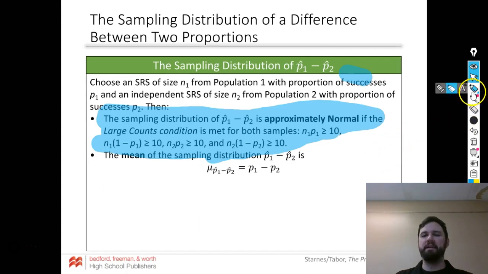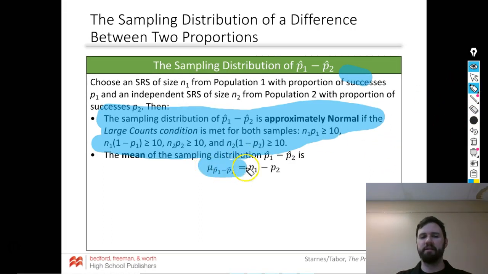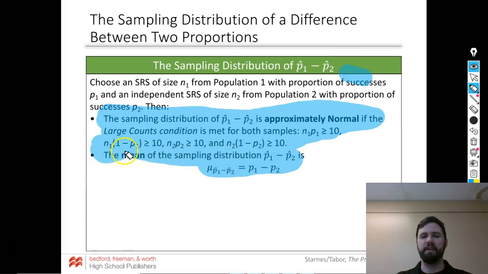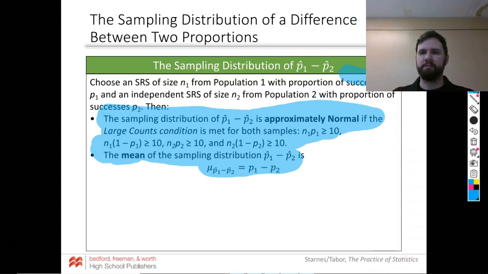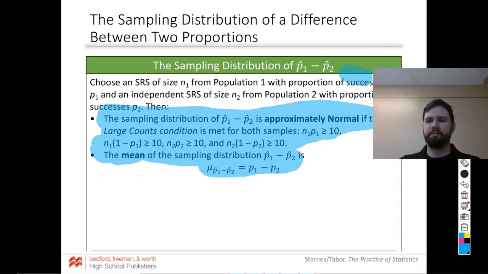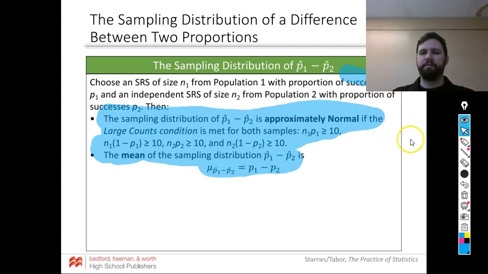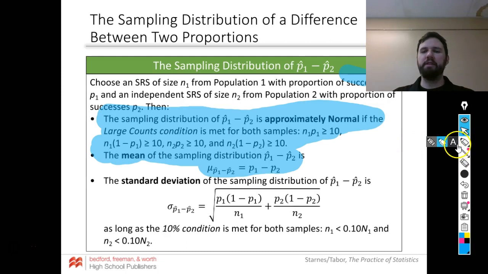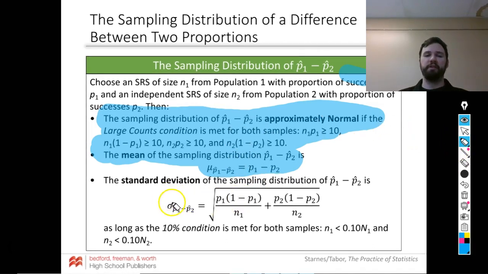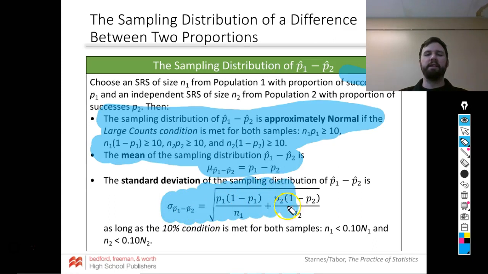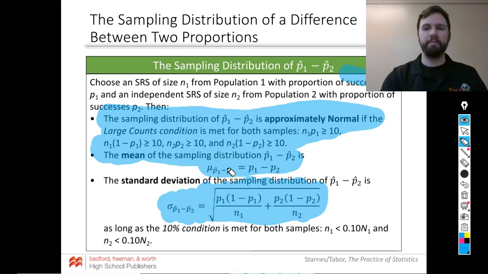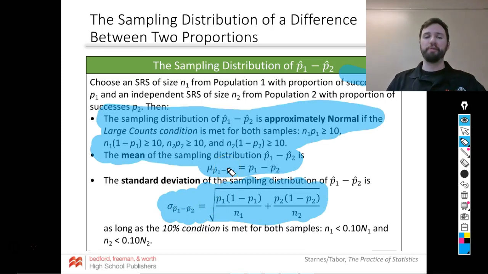The mean is whatever the difference is. Okay? The mean of the distribution is whatever the difference is. Blue, such a pretty color. Now, the standard deviation of the difference of two proportions is this formula right here. It's the same formula we saw before. The only difference is we're adding them and taking the square root of them. Well, we're still taking the square root, but we're adding them before we take the square root. And that's only true if the 10% condition holds true, right?